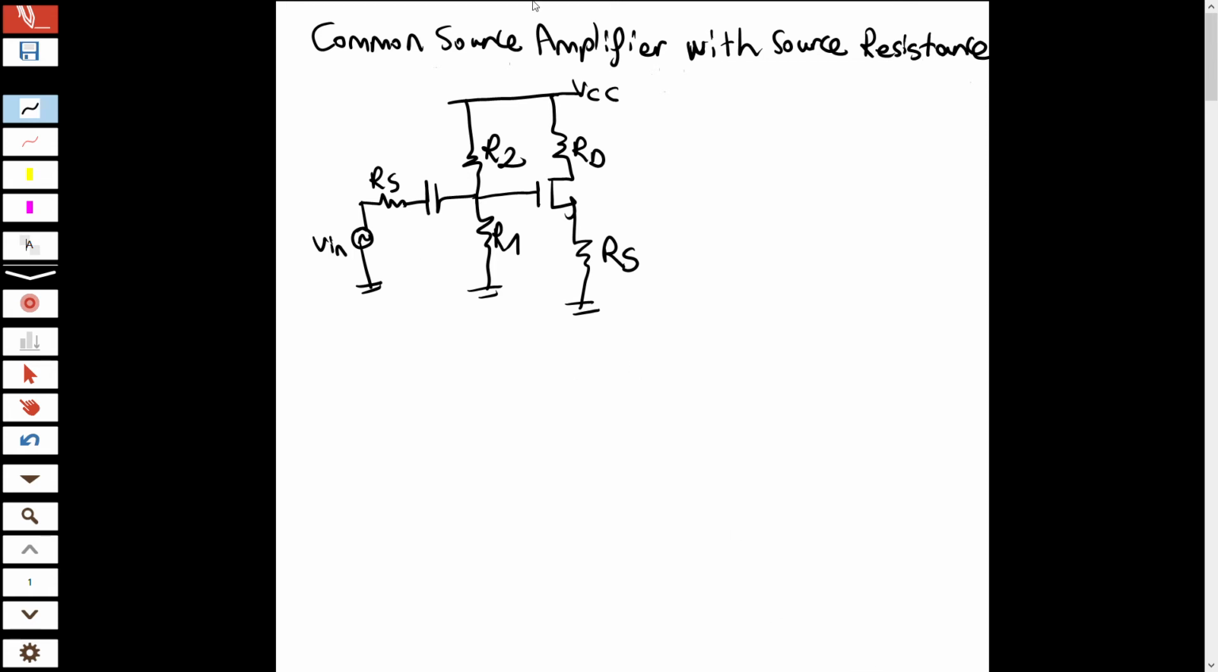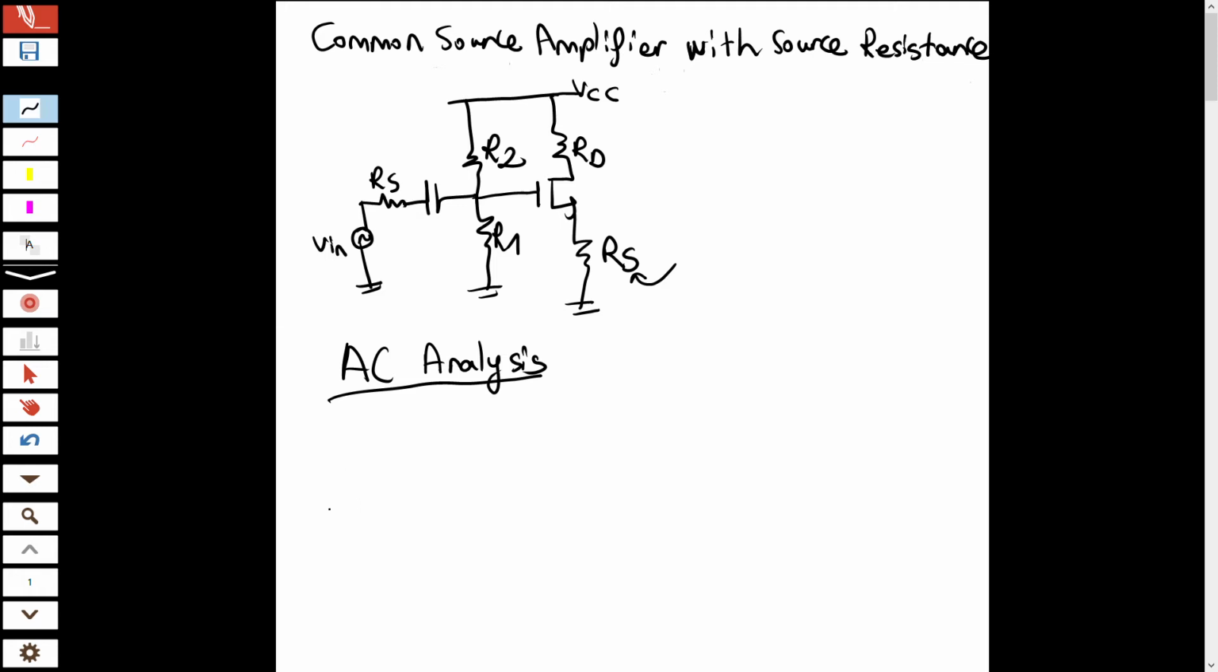Hi everyone, in this video I'm going to talk again about the common source amplifier, but I want to investigate what will happen if we have a source resistance at the source side. The source is not grounded. When the source is not grounded, in the DC analysis actually nothing has changed. The change is in the gain. So we will investigate the AC analysis of this circuit.